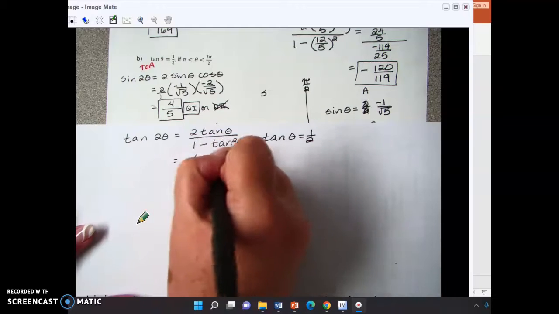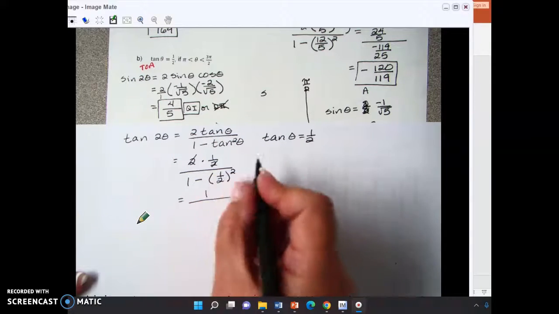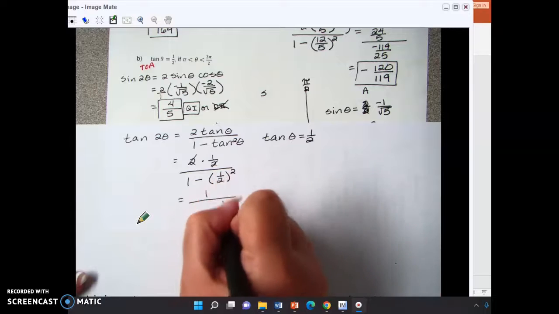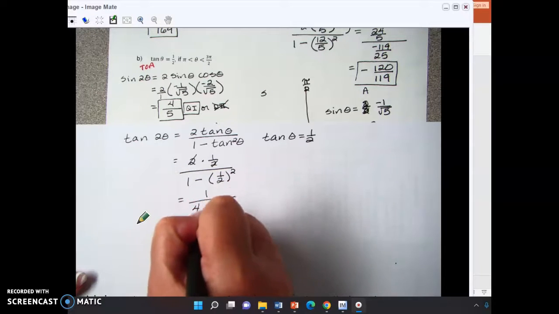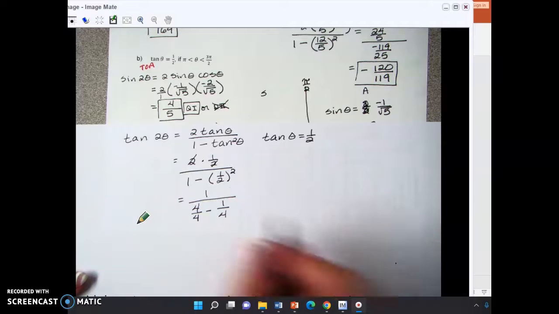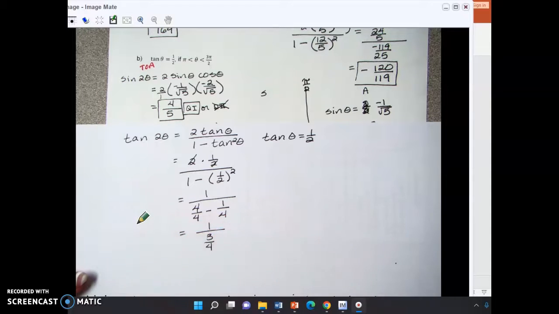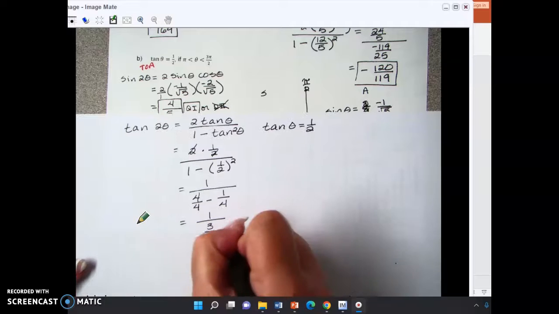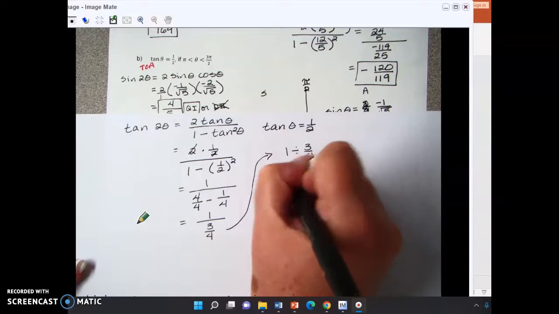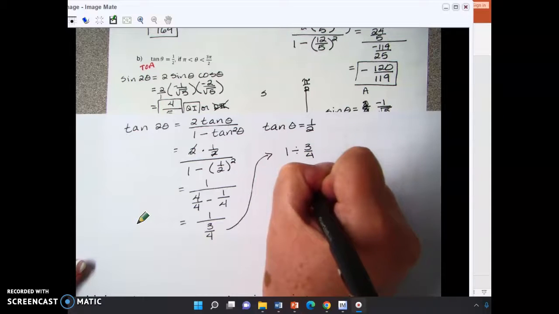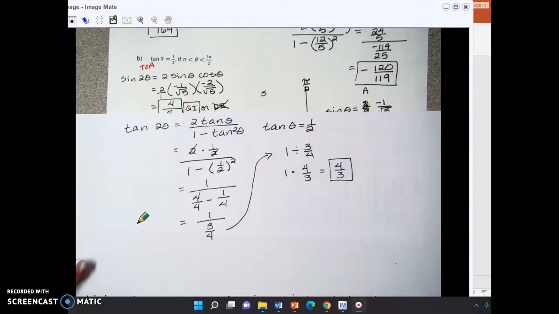So in my numerator, the 2's cancel, leaving me with 1. And in my denominator, 1 squared is 1, and 2 squared is 4. And I could call 1 4/4. Okay? So this is 1 over 3/4. So 1 divided by 3/4 is the same as 1 times 4/3. And so we get 4/3 for the tangent of 2 theta.